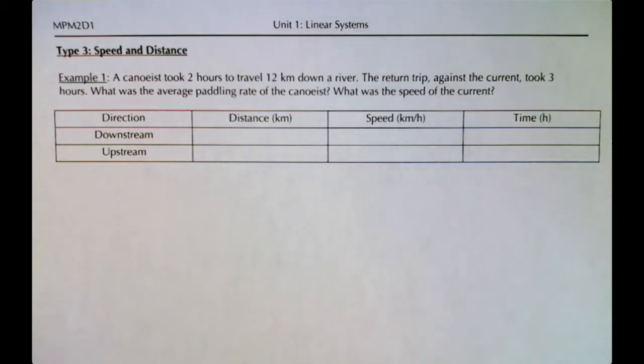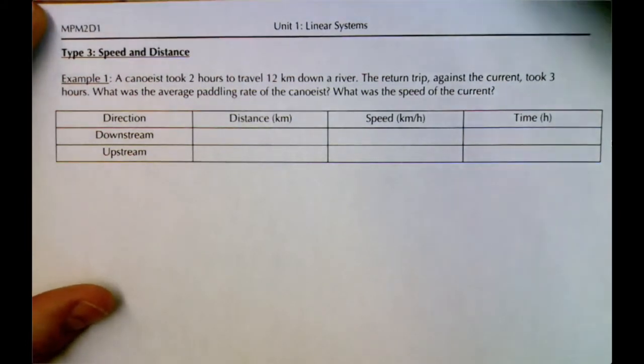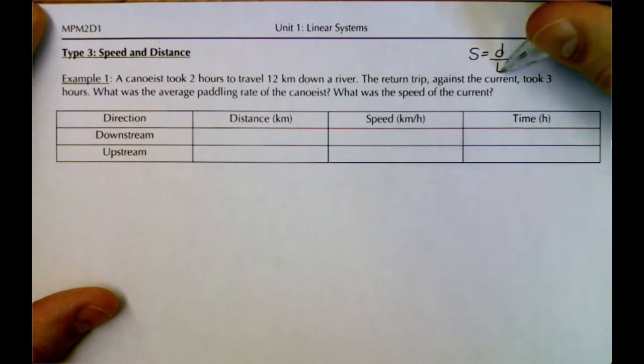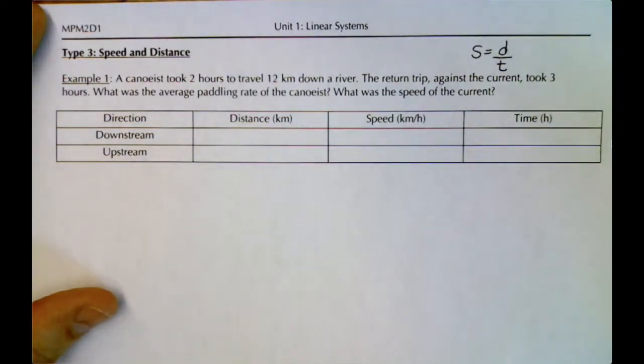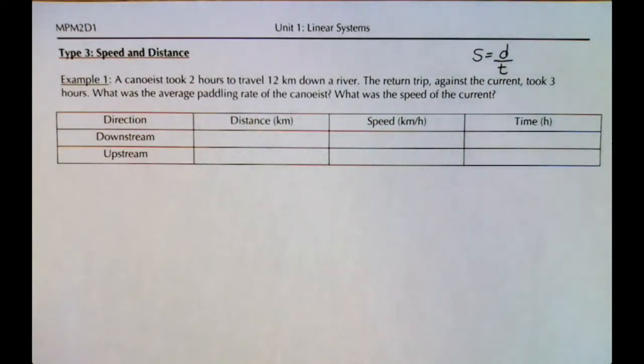Okay, this is part 3 of lesson 1.5, linear system word problems, and these type of word problems are about speed and distance. When we're working with speed and distance word problems, it's really important that we remember the relationship between speed, distance, and time. Speed is equal to distance divided by time. And we can use this relationship to solve for the part of the equation we don't know when we're given information. So let's keep that in mind.